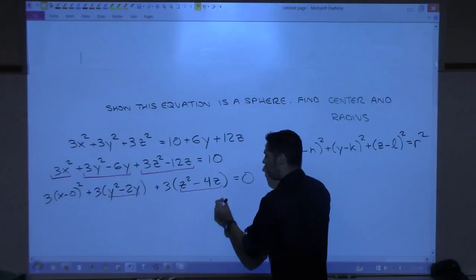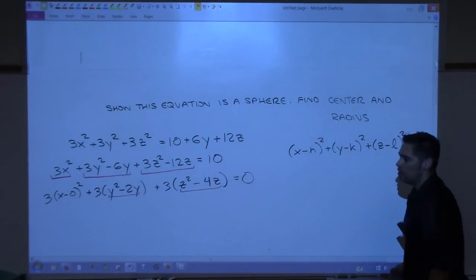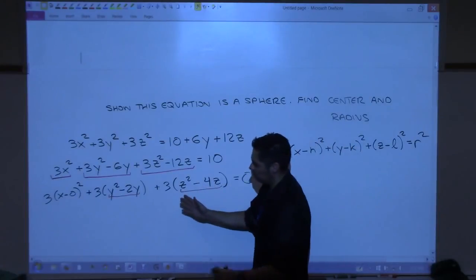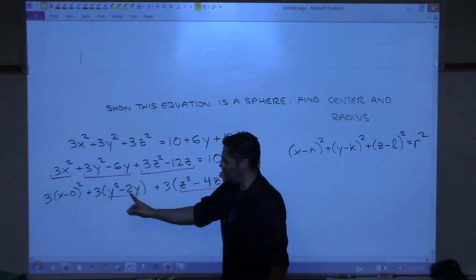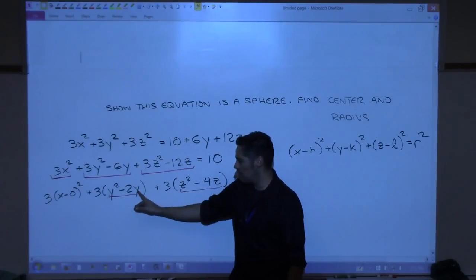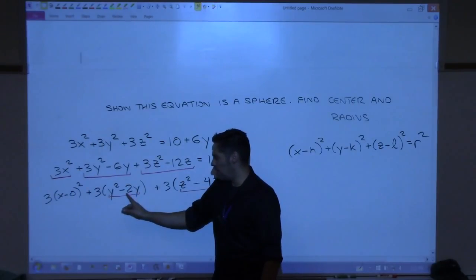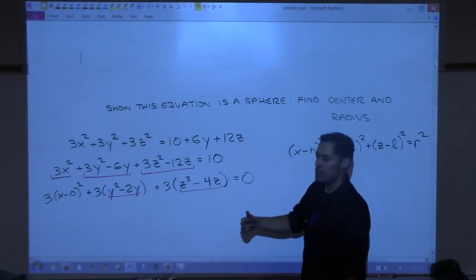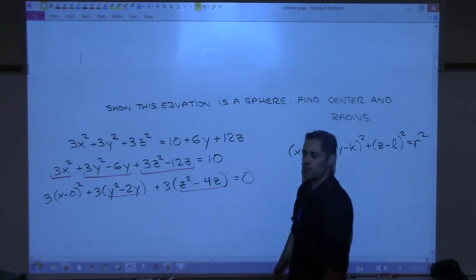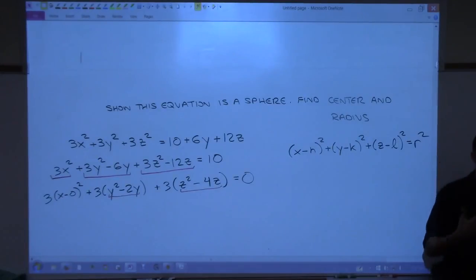So once you have a coefficient of 1, what do you do? You take half of this thing, the number in front of the variable, and then you square it, right? So half of negative 2 would be negative 1. Square it, which would be 1. And then what do you do with that 1?